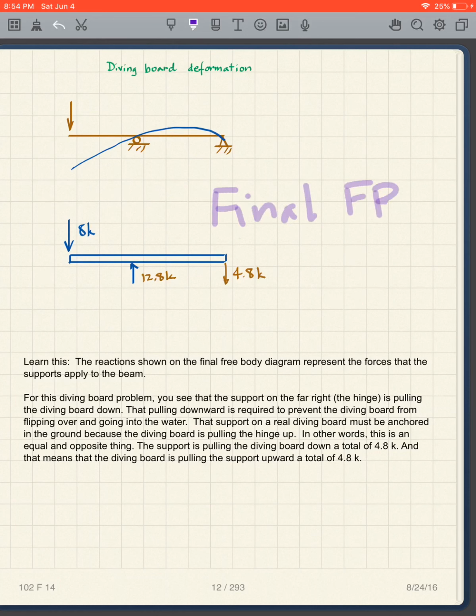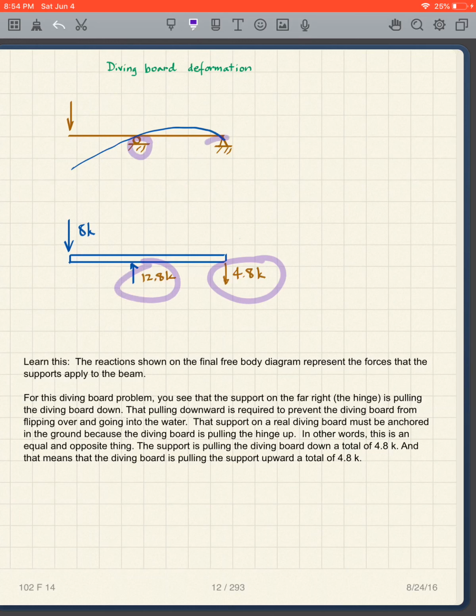And now what does it mean? How do we interpret that? What we learn is that these forces are what the supports put on the diving board. In other words, this support here is pulling down on the diving board. That's what we concluded. So it's pulling it downward. This support here on the roller is pushing upward.